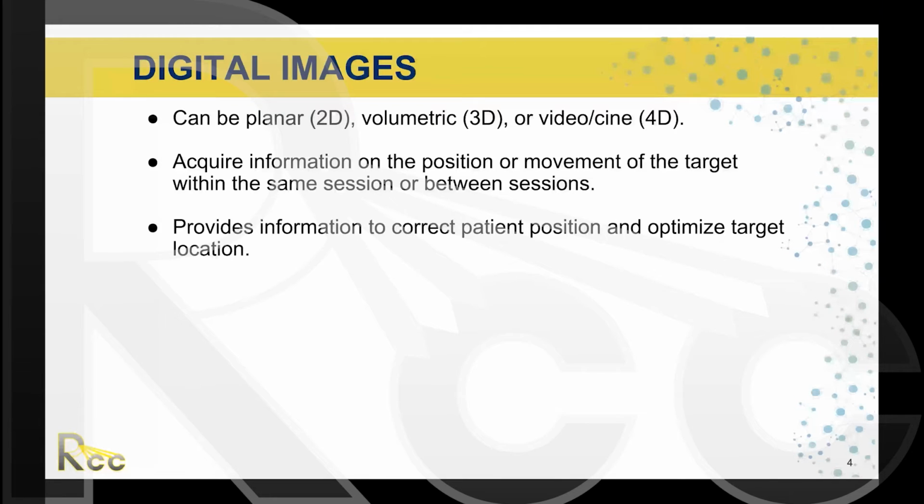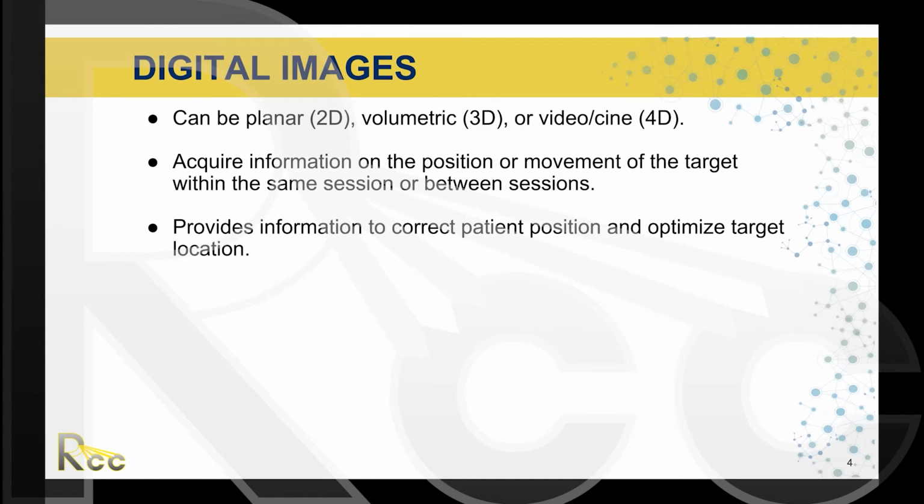Today, with the advent of digital images, we have so much more freedom to take planar images. Those are our 2D images, whether they are MV or kV. We can take our volumetric images like CBCT. And we can even, in a lot of cases, take video or cine images. This is an ability for us to take imaging while the patient is in motion. This is very helpful when we're looking at tumor volume that is moving during breathing, and we want to make sure that that tumor volume isn't moving outside of our beam.